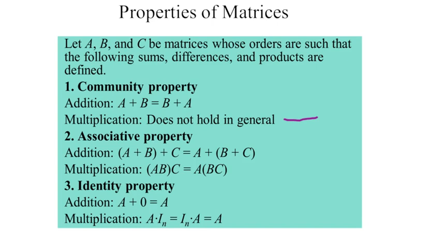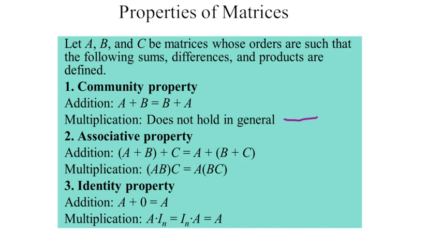The associative property, the way we add or multiply matrices together does not matter. So if I would take the first two matrices, multiply them together, and then multiply that by a third matrix, it wouldn't matter if I first multiplied the last two matrices together. So that's the associative property, which holds true for addition and multiplication.